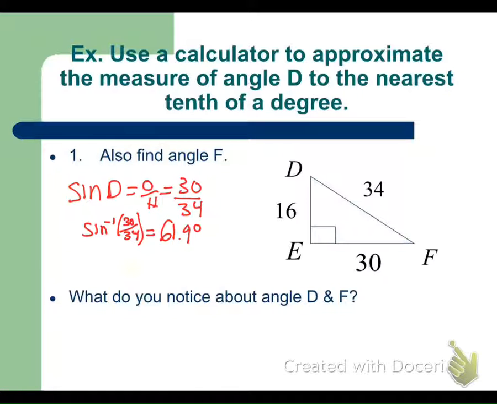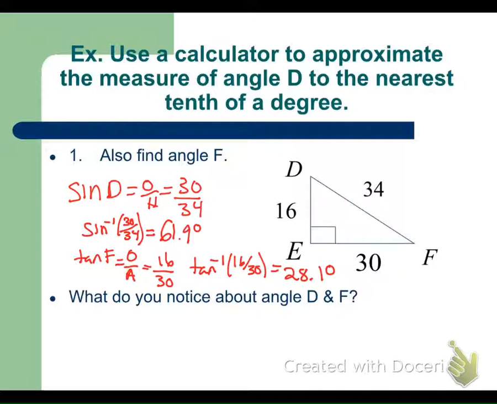So to find angle F, you can use any trig function. Let's do tangent this time. Tangent of F, TOA: opposite over adjacent. So opposite of F is 16, and adjacent is 30. So here we have tan inverse of 16 divided by 30, which equals 28.07. So I'll round it up to 28.1.